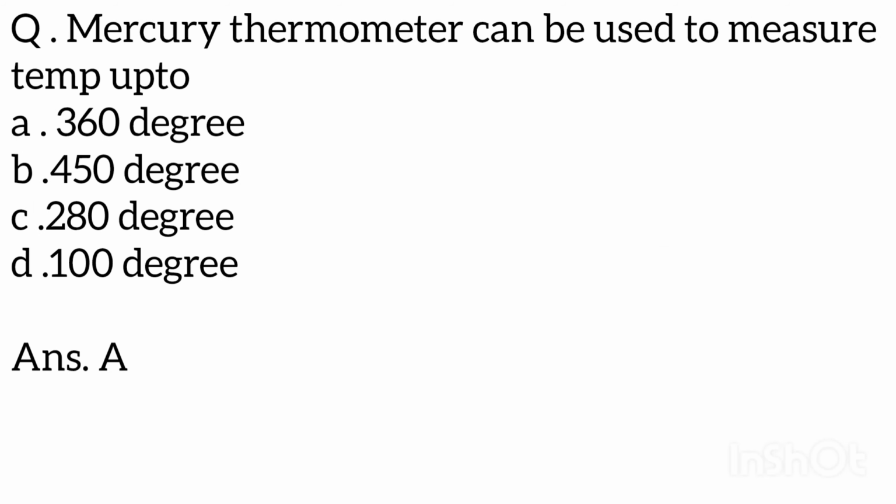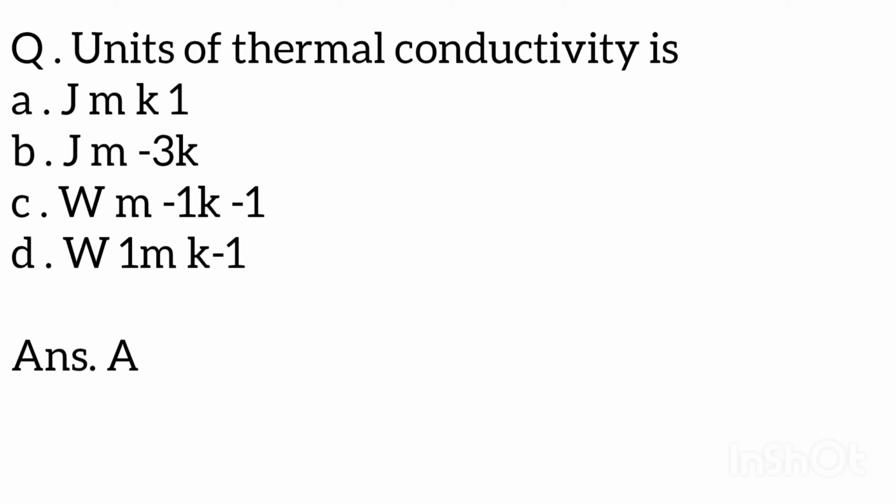Next question. Mercury thermometer cannot be used to measure temperature up to option A, 360 degree. Option B, 450 degree. Option C, 280 degree. Option D, 100 degree. So the answer of this question is option A, 360 degree.